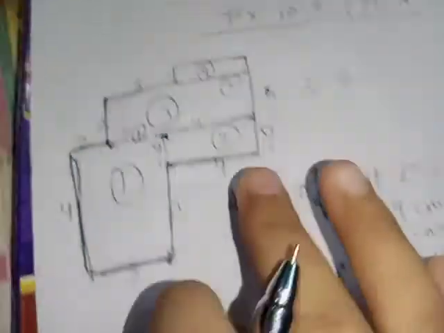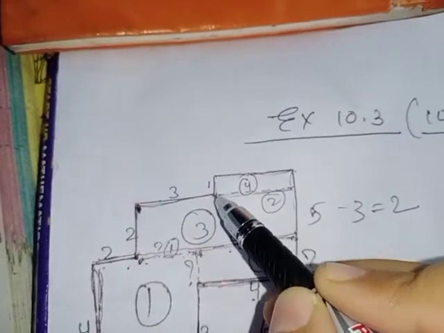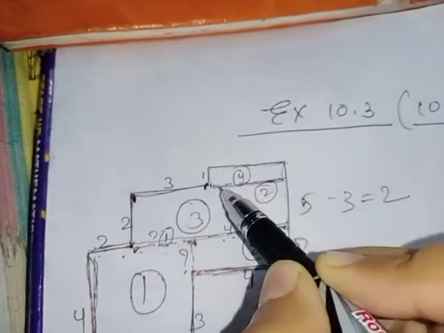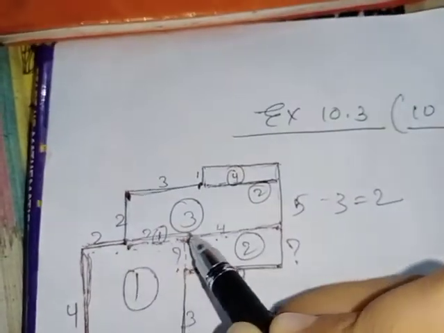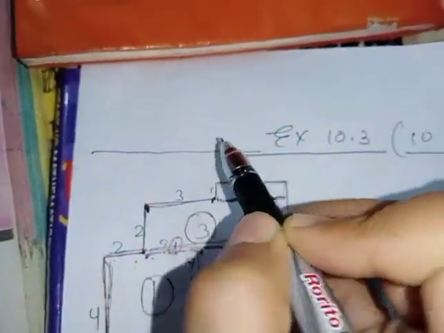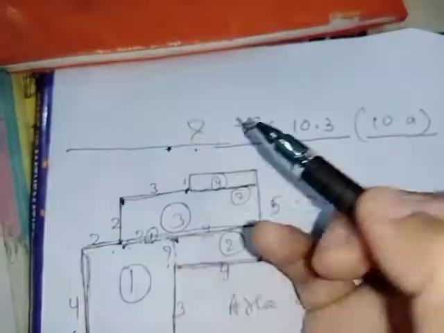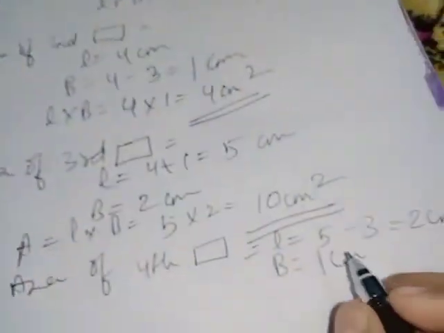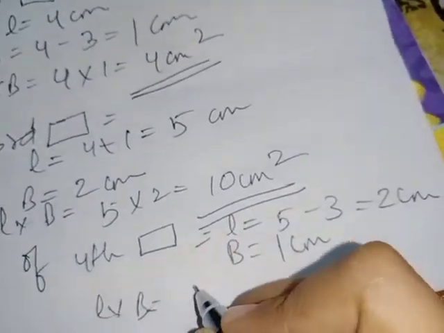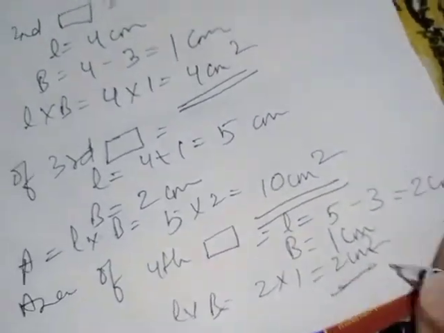You can see this starting from here till here is 3. We want only for this much, right? Only this much we want. And this complete we found out that this is 5. So if this is 5 and out of this much is 3, what about this? 5 minus 3 equal 2 centimeter, right? So we got the length and the breadth again. Length into breadth equal 2 into 1, 2 centimeter square. We are done with finding all the four.